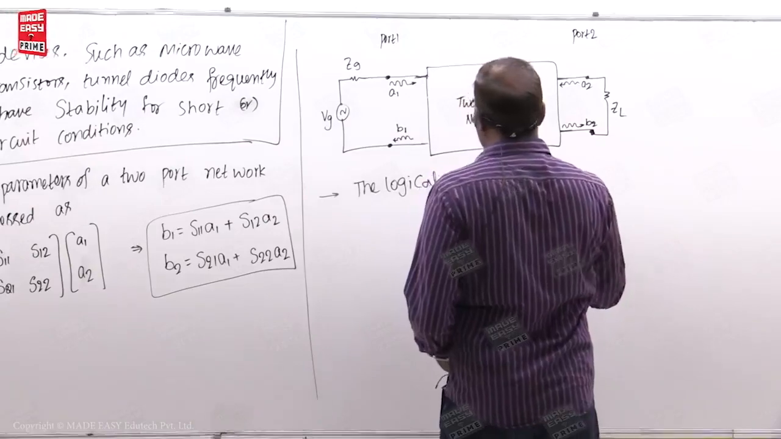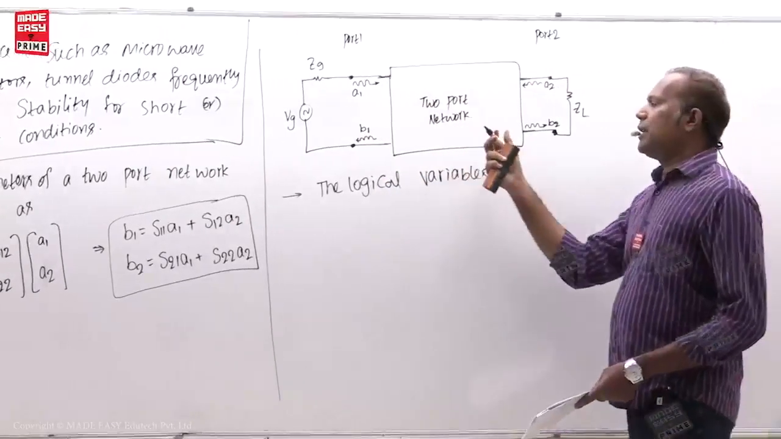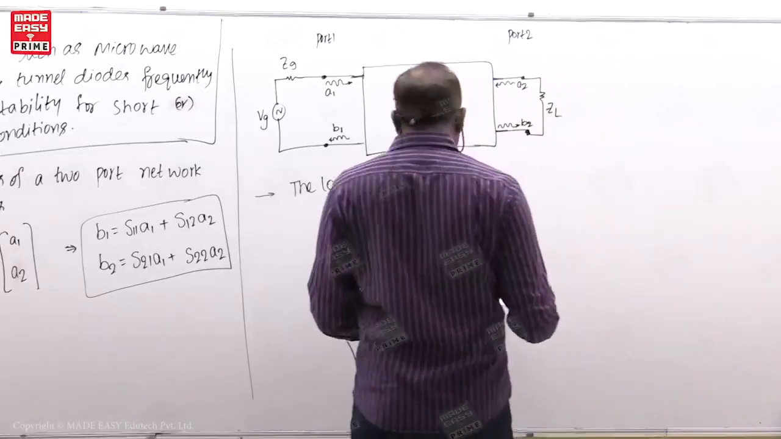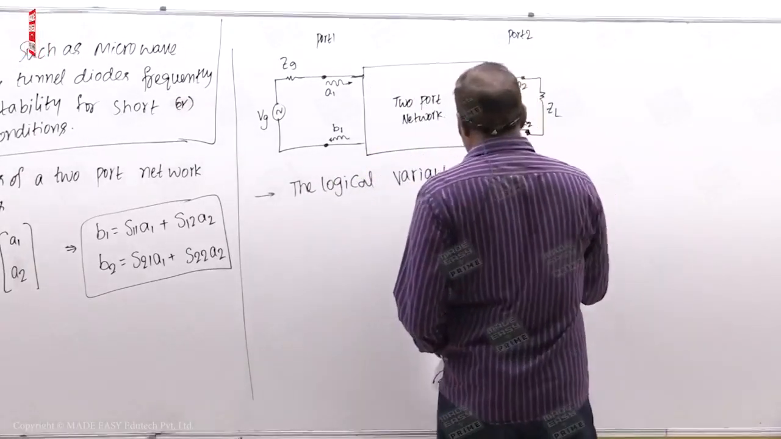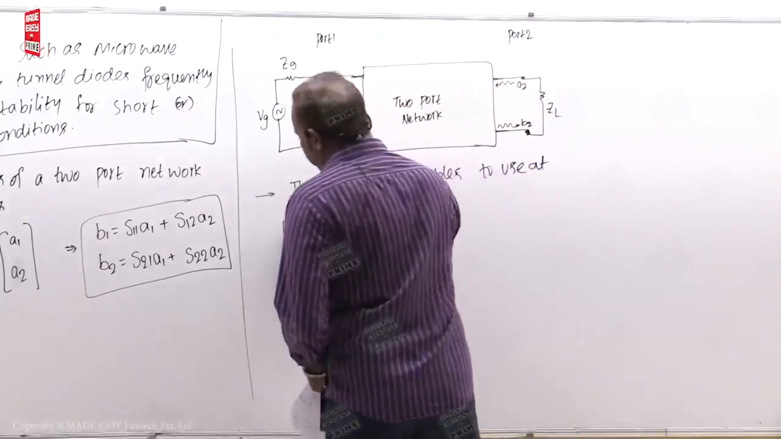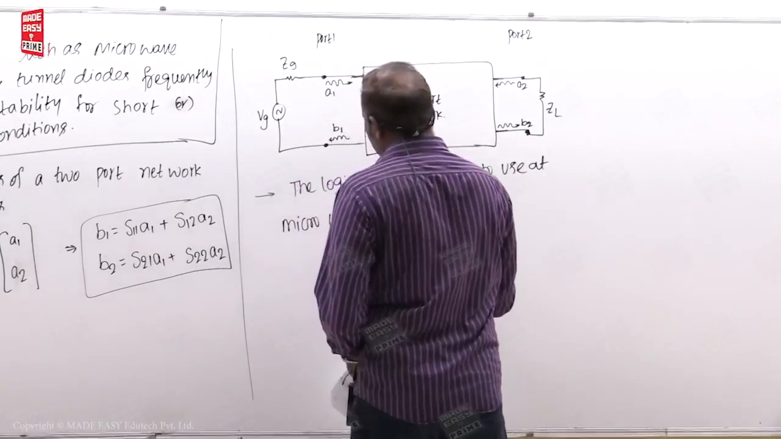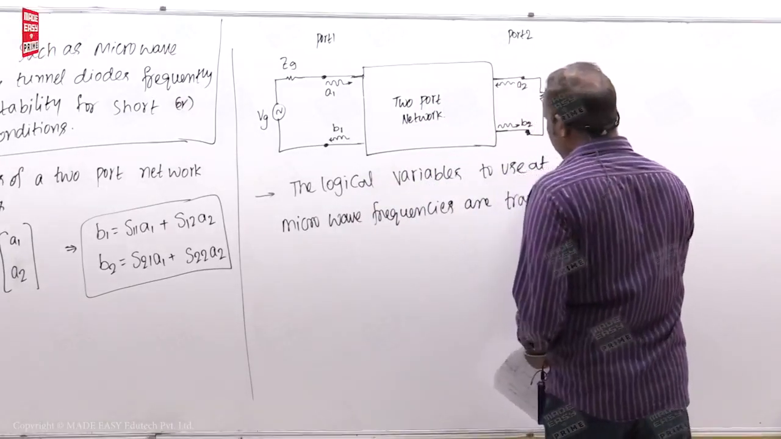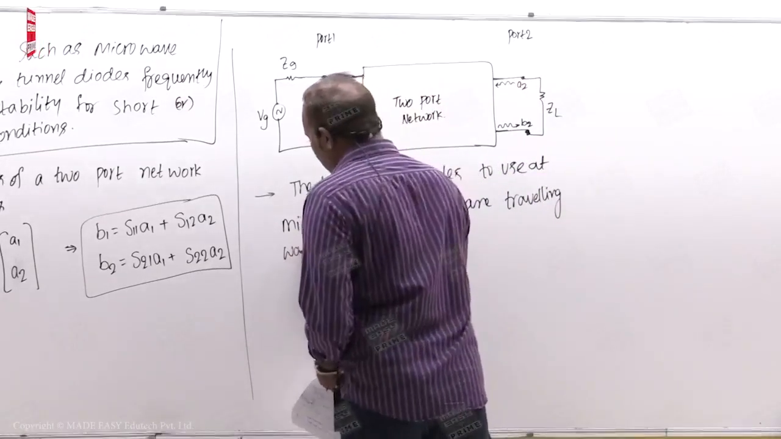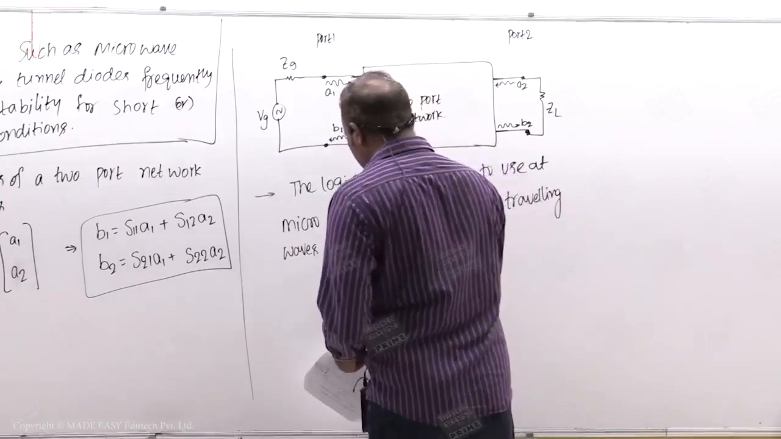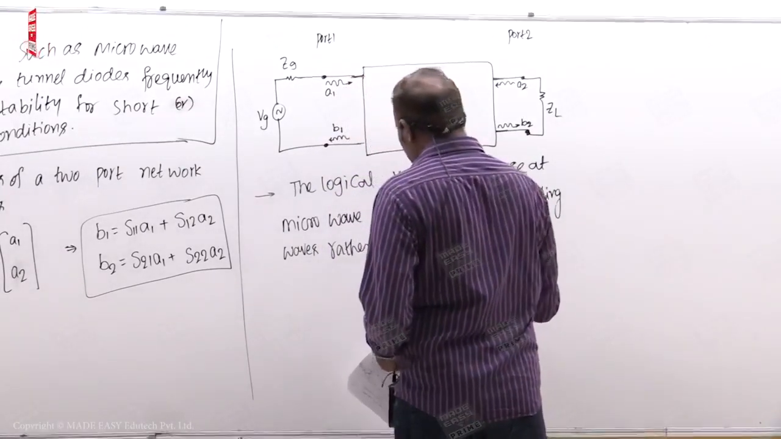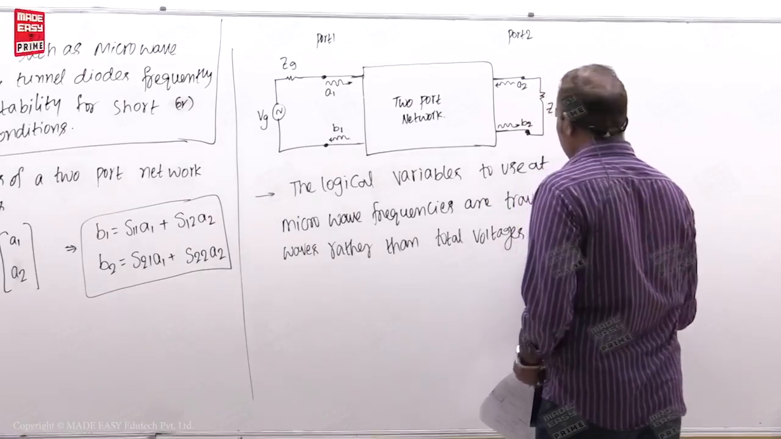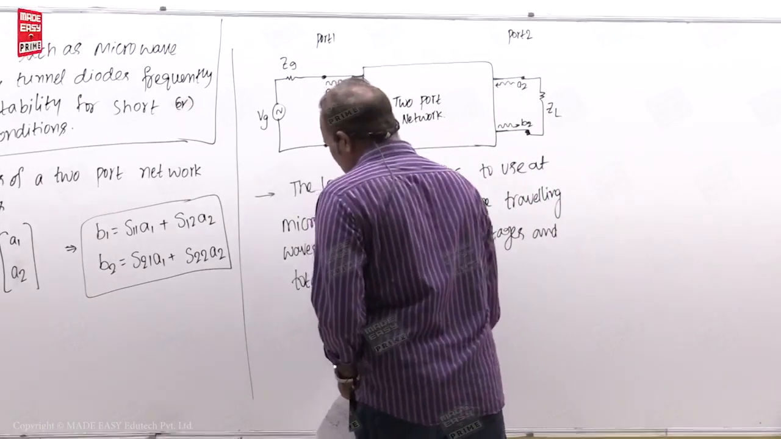variables. Logical variables means appropriate variables. The appropriate variables are not total voltage and total currents, they are traveling waves instead of total voltage and total current. So the logical variables to use at microwave frequencies are traveling waves rather than total voltages and total currents.